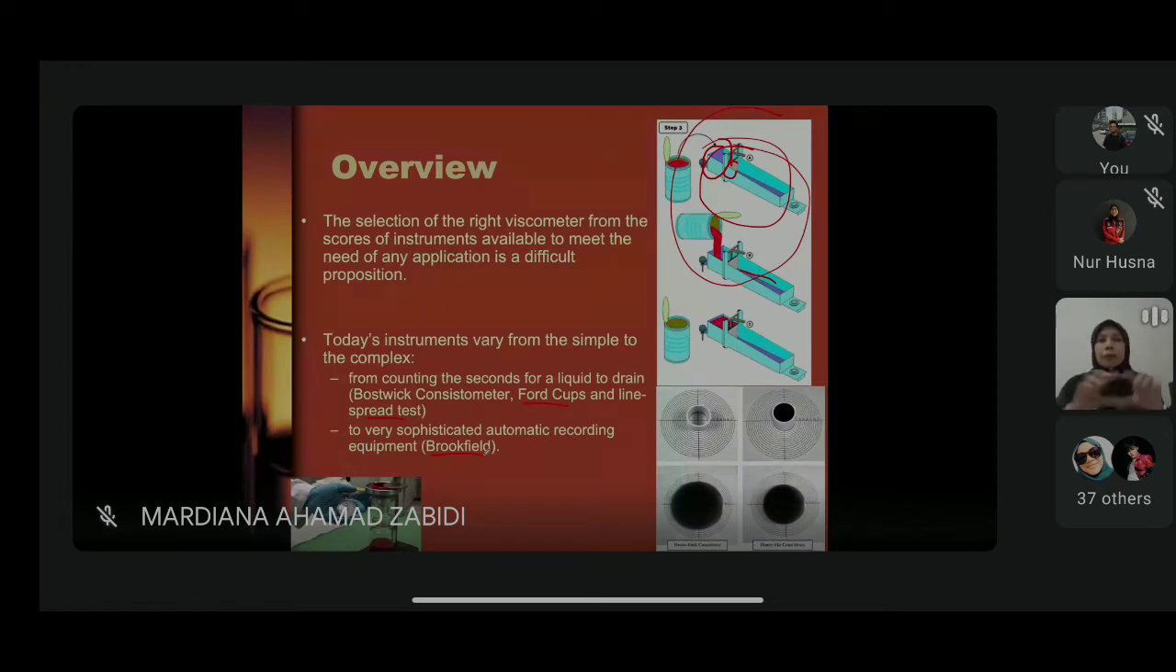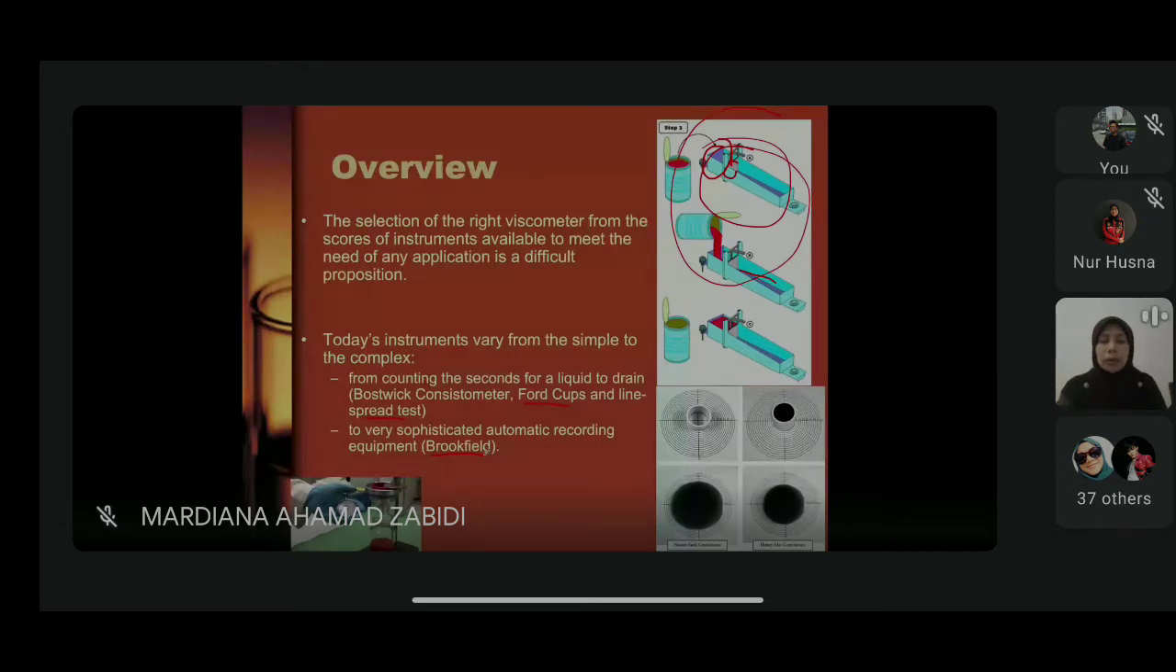Okay, Brookfield ni sebenarnya brand lah, a brand of viscometer, whereby the majority of institutions as well as organizations are using the Brookfield viscometer. For this particular Brookfield viscometer, it is very simple. You have several spindles. Okay, nanti I tunjuk dekat you all what is a spindle. You have several spindles, and then you need to select which spindle is the best to suit the product that you are going to work with.